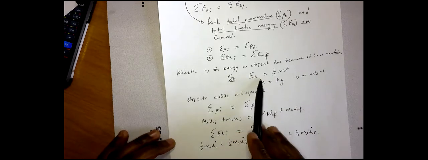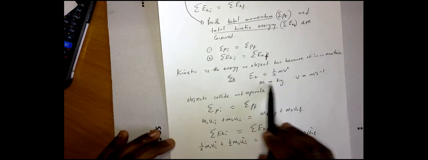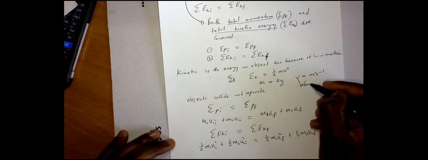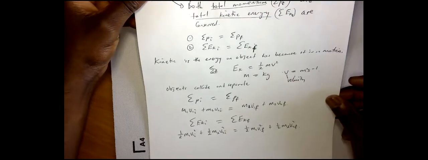And remember, your kinetic energy is calculated as half m v squared. m is your mass in kg, v is your velocity in meters per second. So you must always convert if there's a need for conversion. In this case, your units must always remain meters per second and kilograms, in terms of weight.